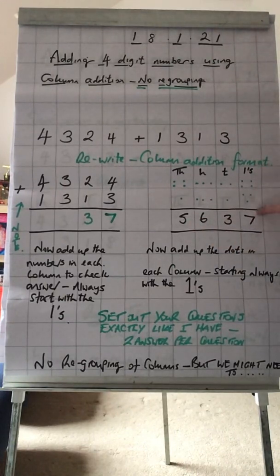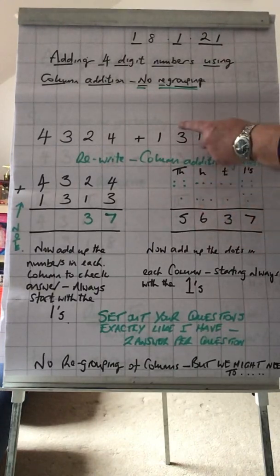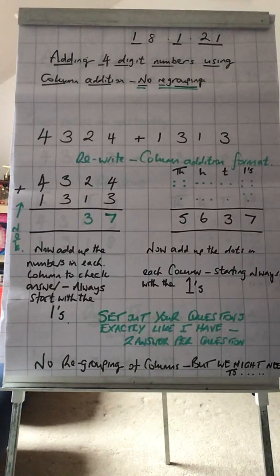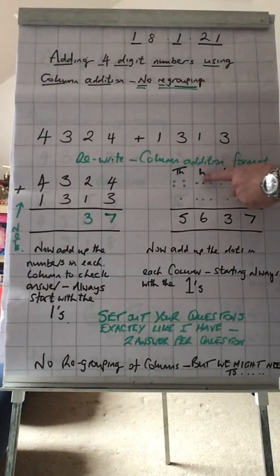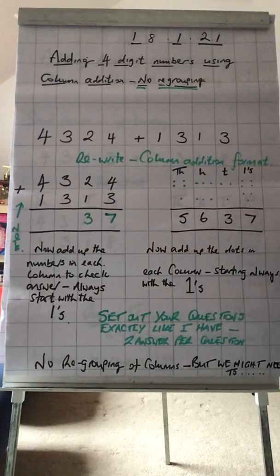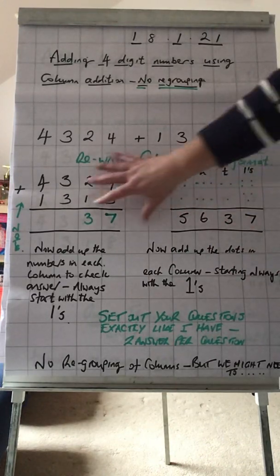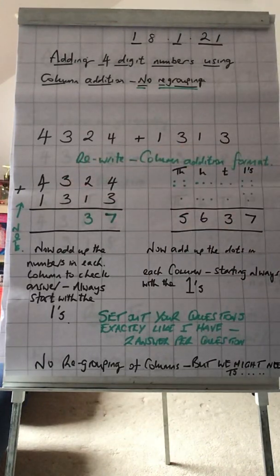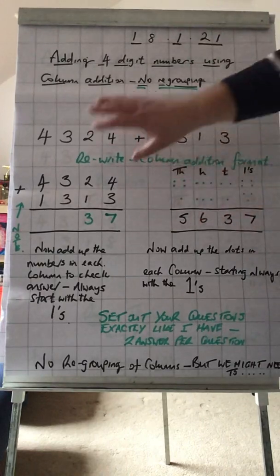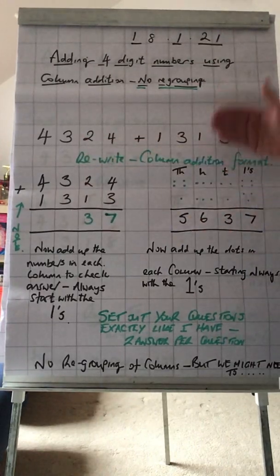Note where I started. I always start in the ones column, then I move on to the tens column, then the hundreds column, and then the thousands column. I don't want anybody starting here or here or here. You always start on the ones. As it says, now add up the dots in each column, starting always with the ones column. We've done that. That's the visual representation of these numbers, so that you can then check your answer.